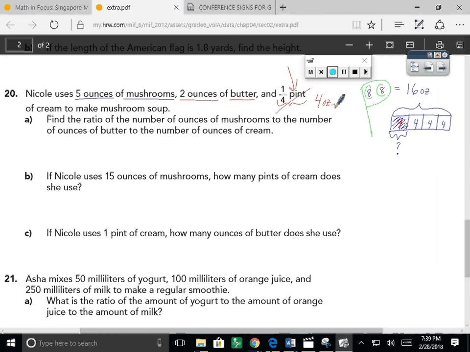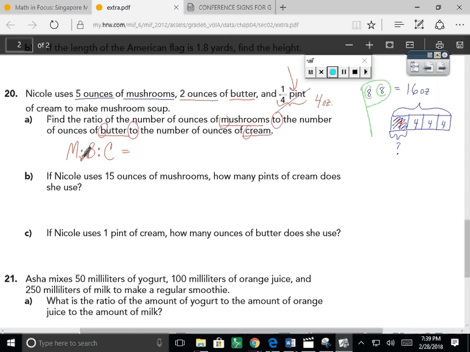For part A, we want to find the ratio of the number of ounces of mushrooms to the number of ounces of butter to the number of ounces of cream. Oh, mushrooms to butter to cream. I'm going to write that. Mushrooms to butter to cream. If you want to actually write out the words, it's going to take you a while. So I'm okay with using the first letter as a quick shorthand so I can make sure I have the right organization.